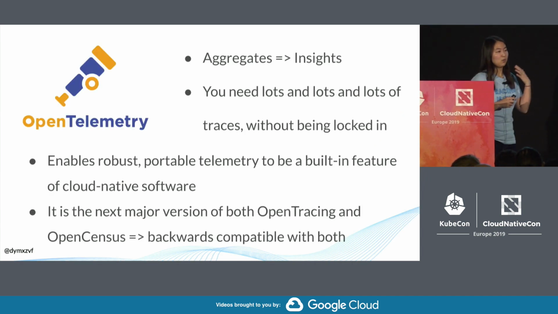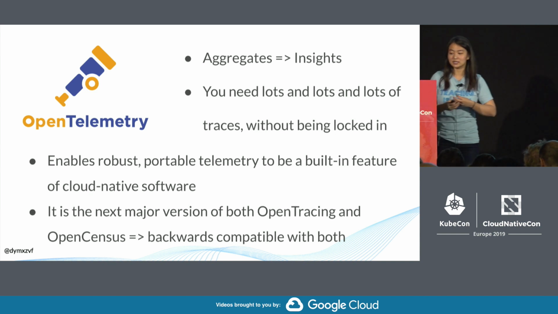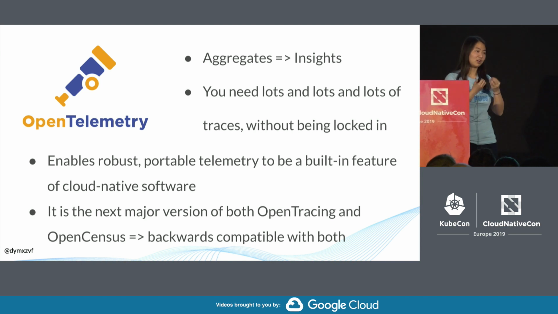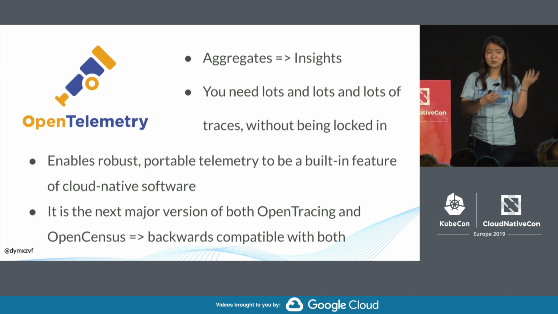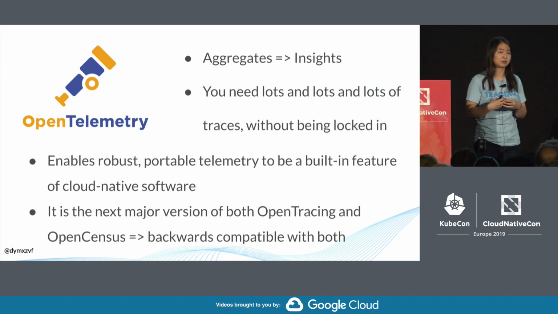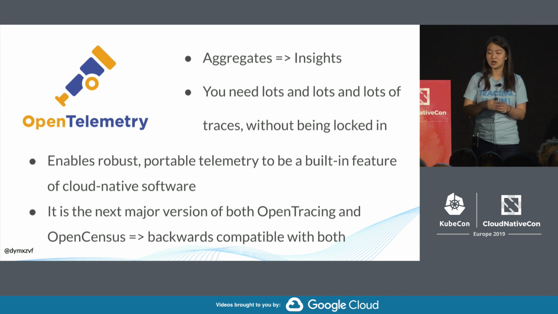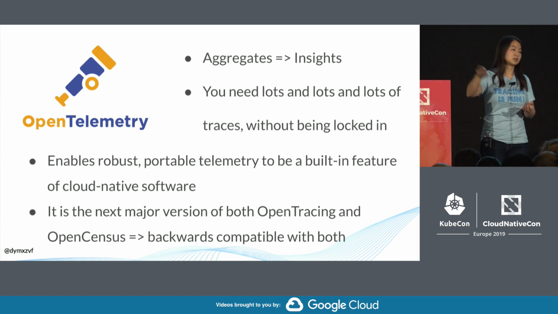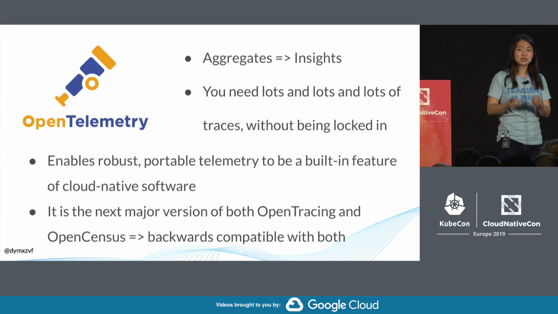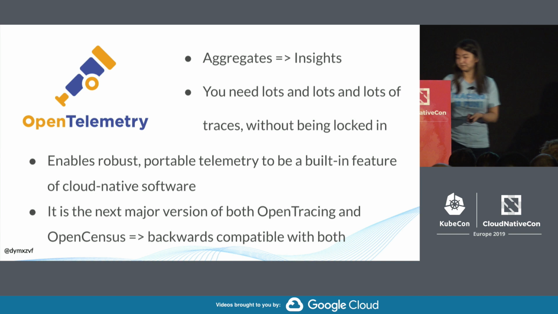And the last thing, in order to get insights from aggregates, you need a lot of traces. I've talked about this, thousands of traces at least. And in order to get that and not feel locked into a certain vendor or a certain product, for your traces to be portable, there was a very exciting merger announced yesterday for OpenTelemetry, which is the next major new version for OpenTracing and OpenCensus. So if you're thinking about distributed tracing now, get started with OpenTracing. It's backwards compatible whenever OpenTelemetry comes out. And OpenTelemetry enables you to basically have built-in telemetry features in your cloud-native application.